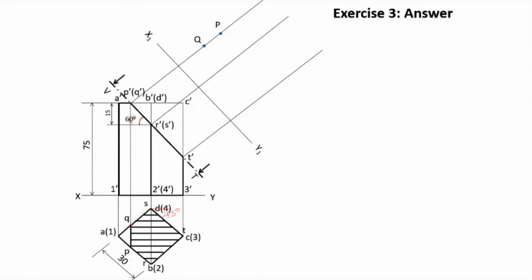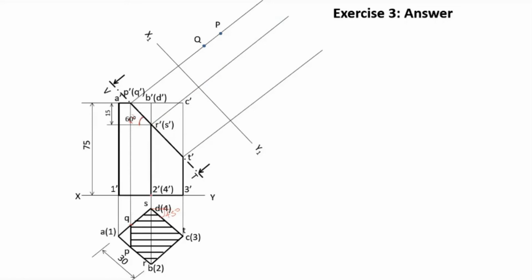Now PQ is already marked. Now S. In order to mark S, the projector through S dash is this one, R dash S dash. That is this line. This line is the projector through R dash S dash.